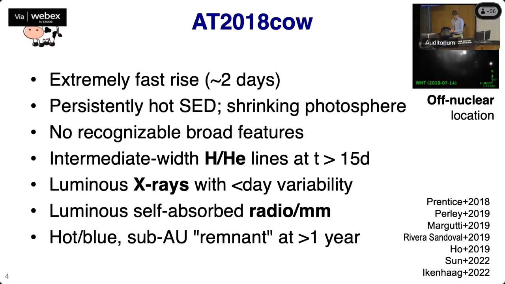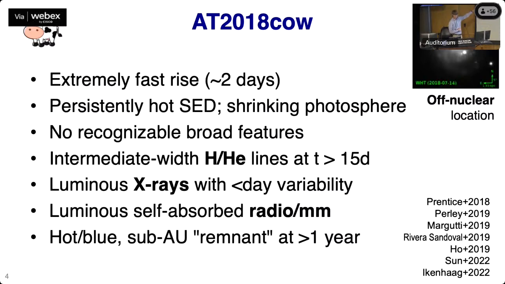And one of the reasons that we know as much as we do about the subpopulation is thanks to this event, AT 2018cow, or the Cow, as we like to call it. And it is really what drove our knowledge that these are very different from other types of transients and probably have a very different origin.